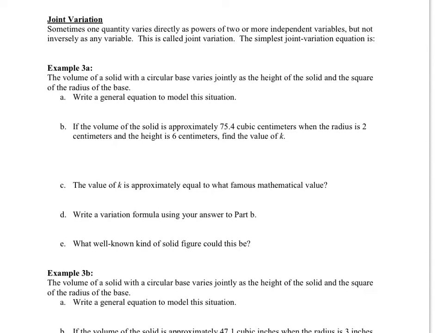Okay, the last part of lesson 2.9 is called joint variation. In joint variation, sometimes one quantity varies directly as the powers of two or more independent variables, but not inversely. This is called joint variation. The simplest joint variation equation is y equals k times x times z.